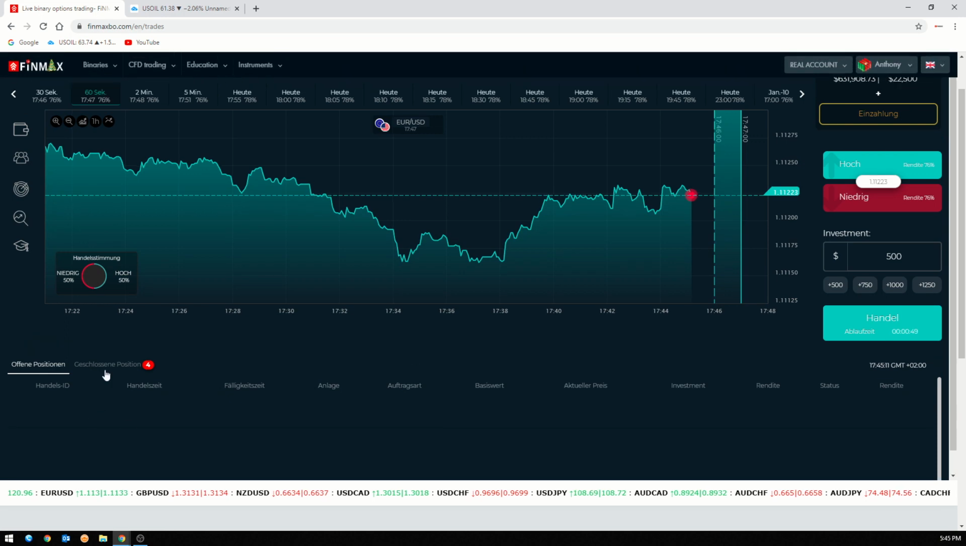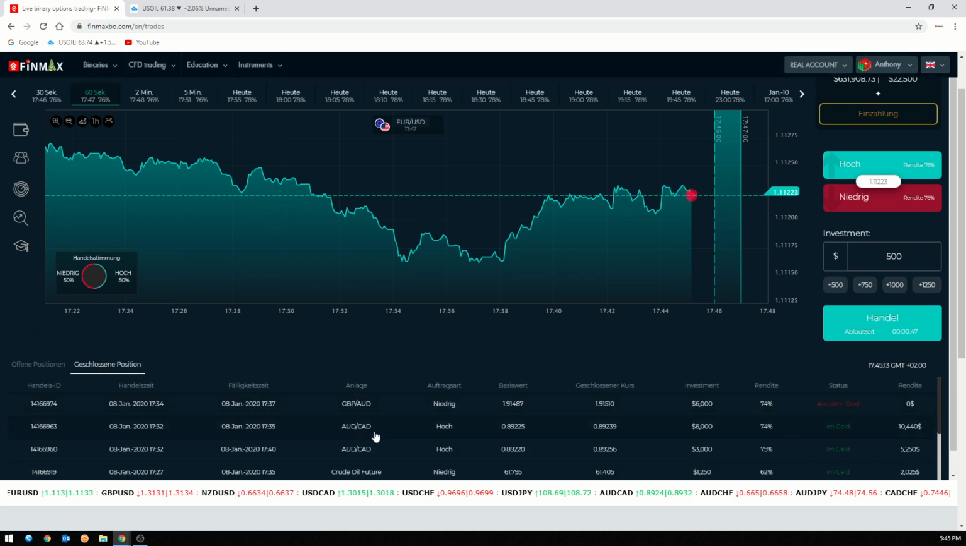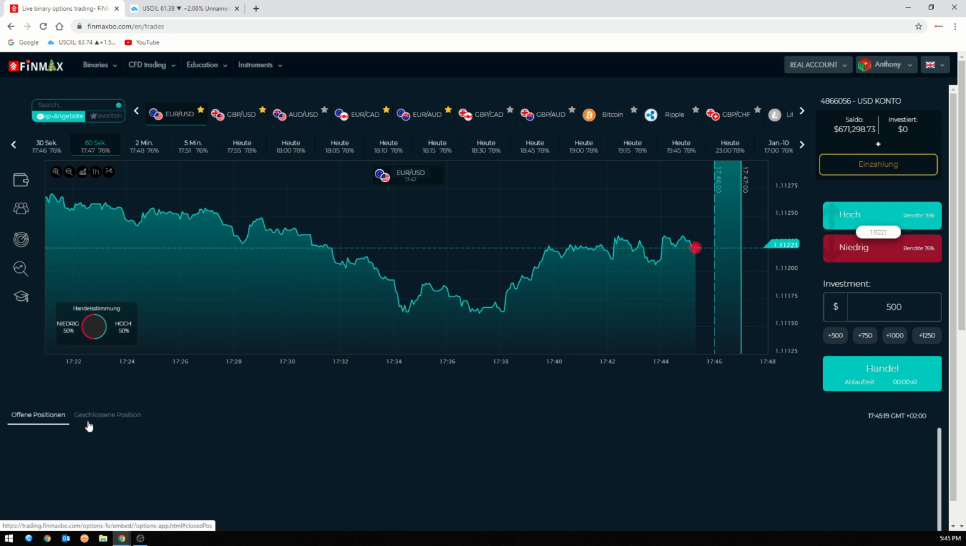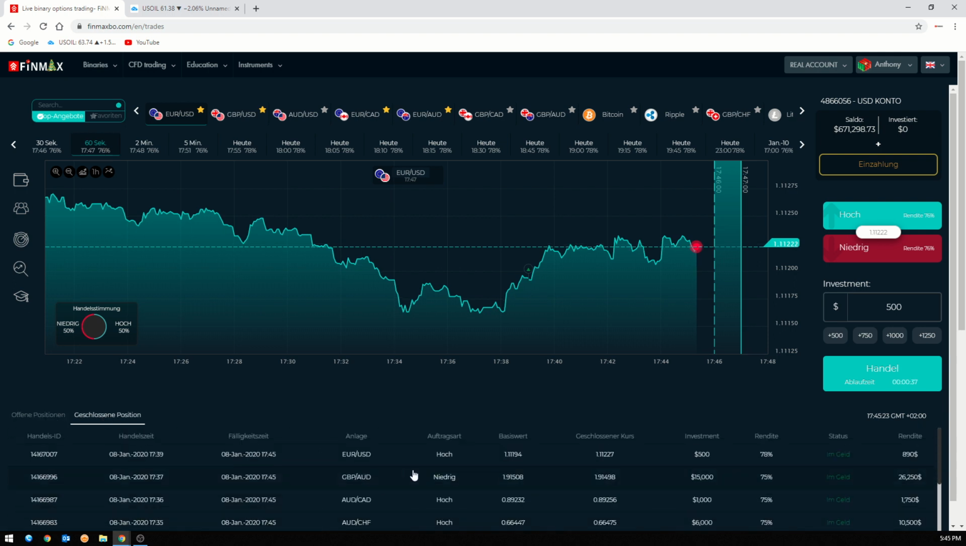Okay, that's it. All the positions went into the profit, and let me refresh the page so you can see the result. Okay, we covered up our previous trade for the 6,000. We made profit on the Australian dollar. It worked pretty well today.